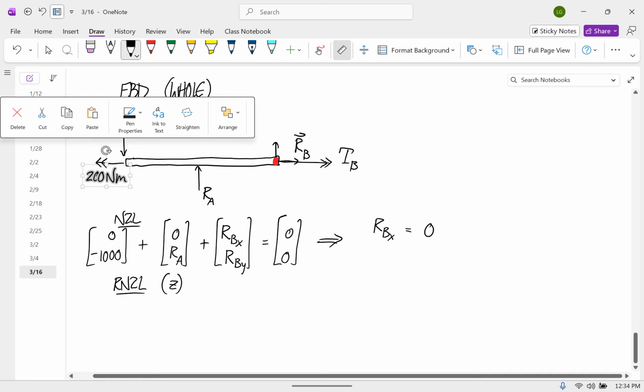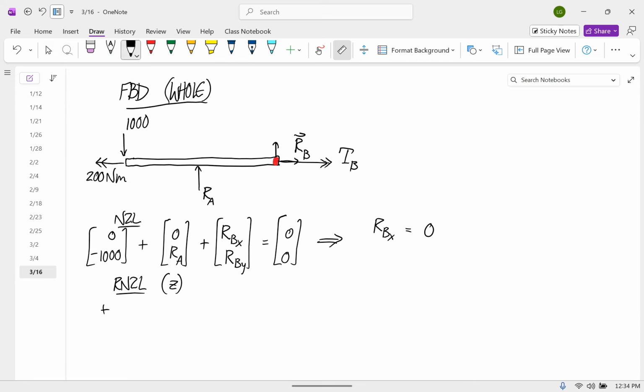Okay, so we have plus or minus a 2-meter moment arm times 1,000. That would make this beam rotate counterclockwise around the red dot. Then we have plus or minus moment arm of 1 meter times RA. That would make it rotate clockwise. And then the RB is acting at the about point, so that's 0.